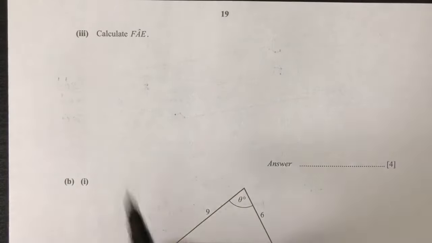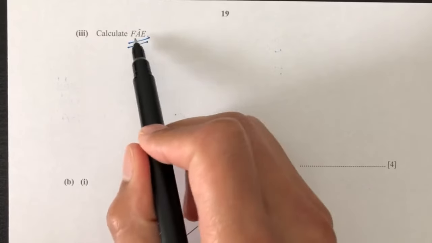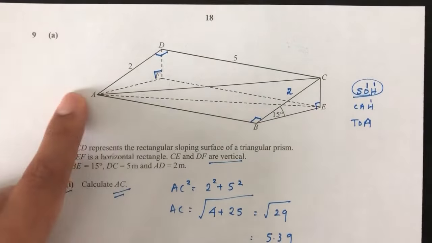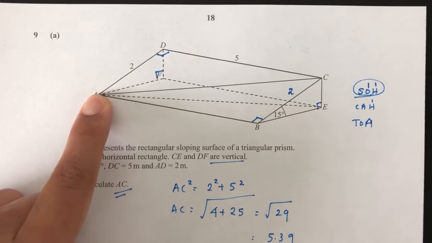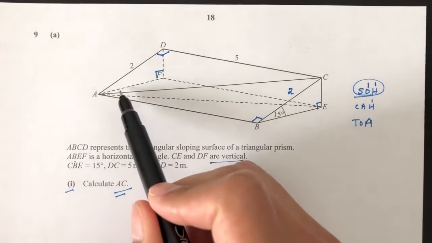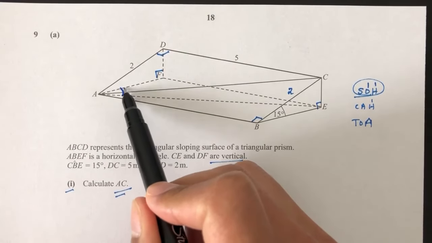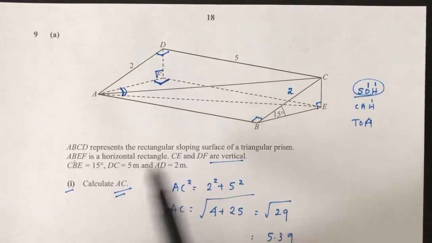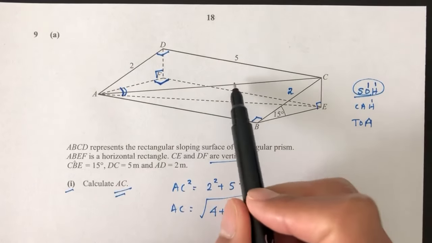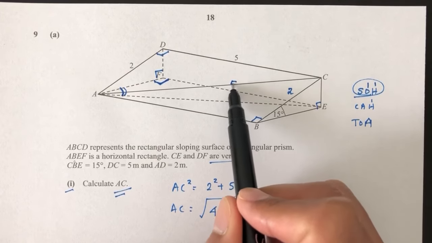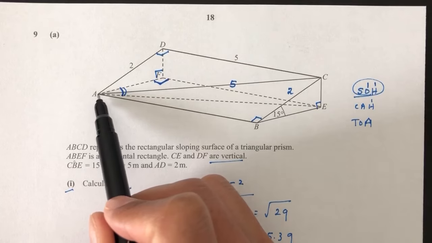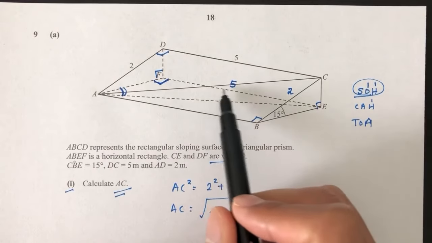So this one, calculate the angle FAE. So where's FAE? Let's have a look. So F is here, A is here, and E is here. So the bottom, find this angle here inside. This is a right angle as well. So this is given to you as 5. This one. And we know that which length. So this is 5 and this is.